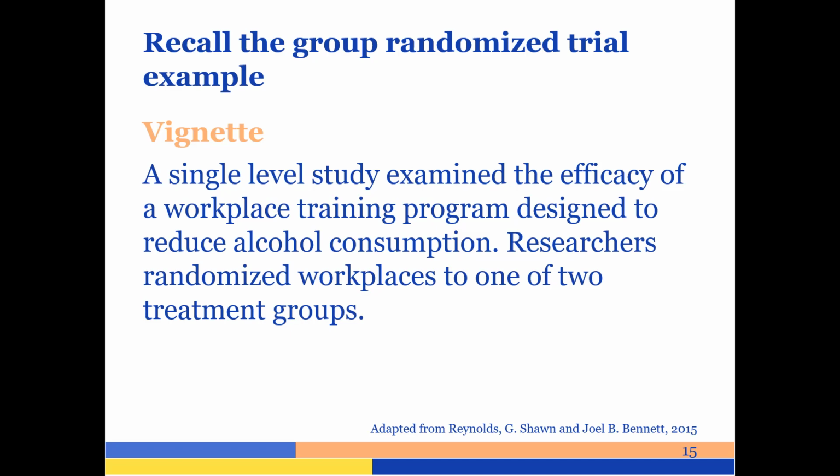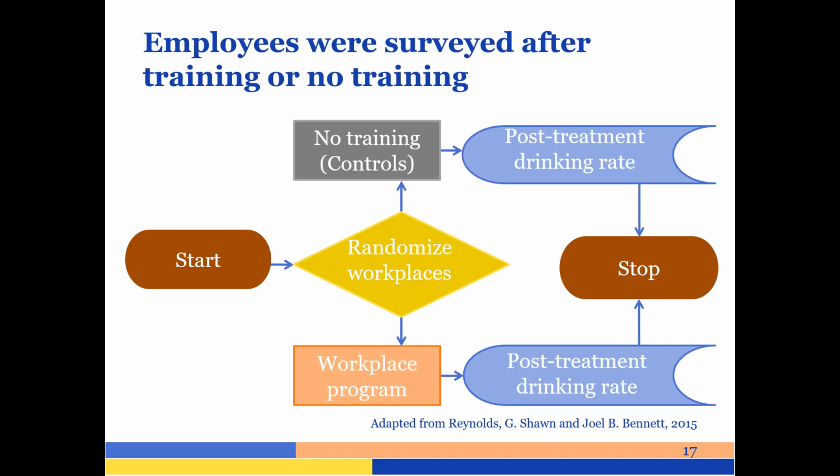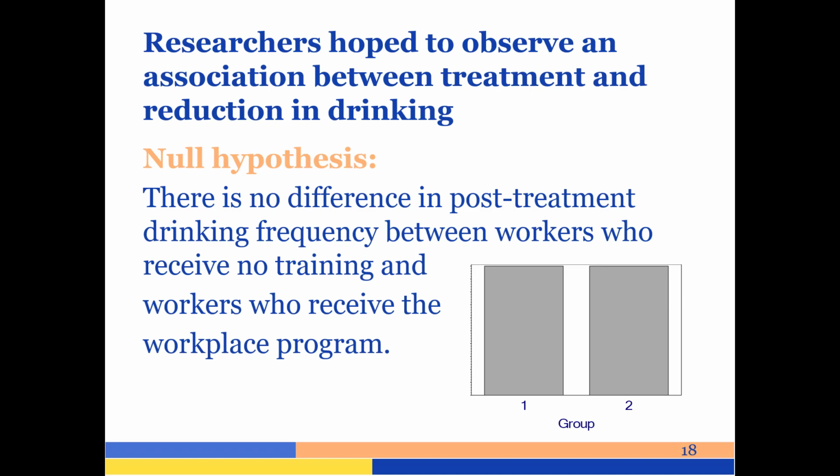Our graphs will be based on a study we've talked about before, the group randomized trial in which workplaces were either in a treatment group where they took part in a training program that encouraged reducing alcohol consumption, or workplaces in a control group where there was no training of any kind. The outcome that was measured for each worker was the drinking rate. Here's the flowchart of the study for your reference. The null hypothesis is that there is no difference in post-treatment drinking rates between workers in the two groups.